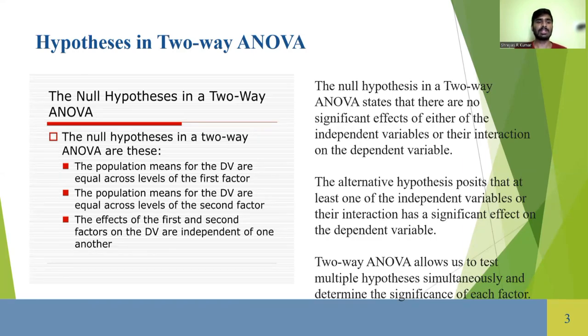The null hypotheses in a two-way ANOVA are these. The population means for the DV are equal across levels of the first factor. The population means for the DV are equal across levels of the second factor. The effects of the first and second factors on the DV are independent of one another.